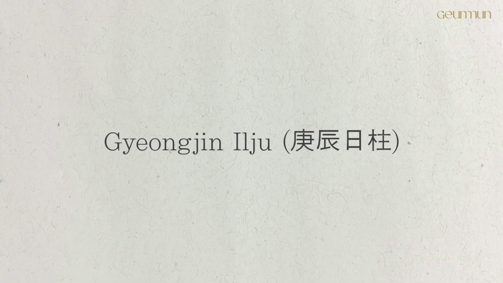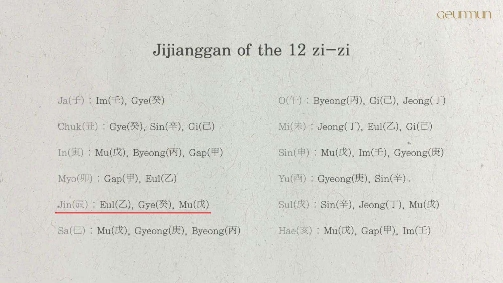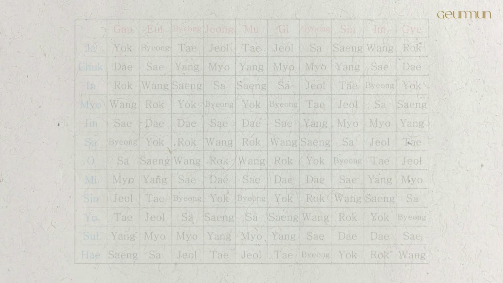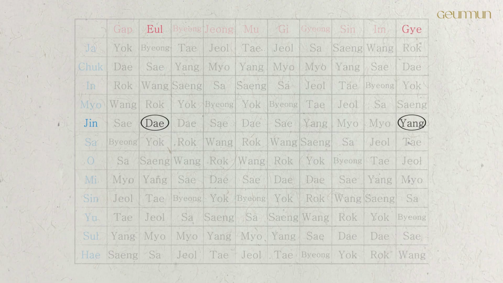If we take Kyungjin Il-ju as an example, Kyung is the Cheongan, and Jin is the Jisi. If we look up Jin in the Jijangkan, we find Eul, Gye, and Mu. When each of these Jijangkan is paired with the Jisi, Jin, they become Eul Jin, Gye Jin, and Mu Jin. When we read these three combinations using the 12 life stages chart, Eul Jin corresponds to Dae, Gye Jin to Yang, and Mu Jin again to Dae.